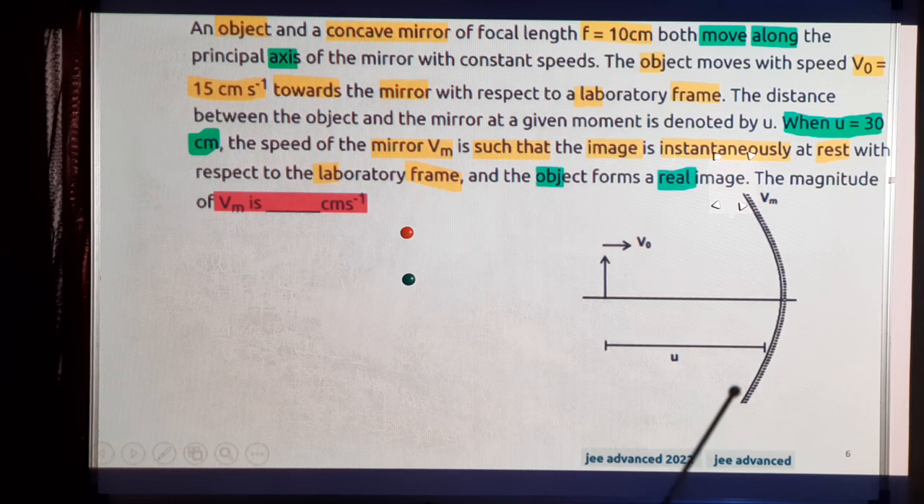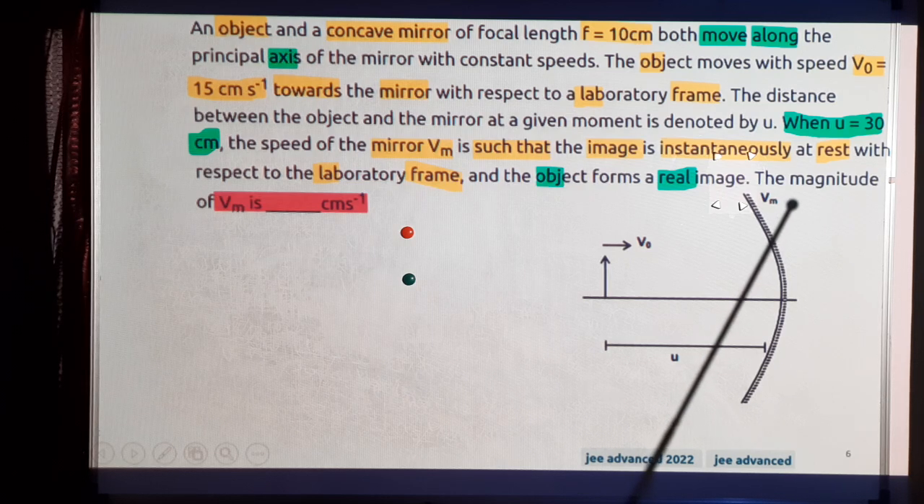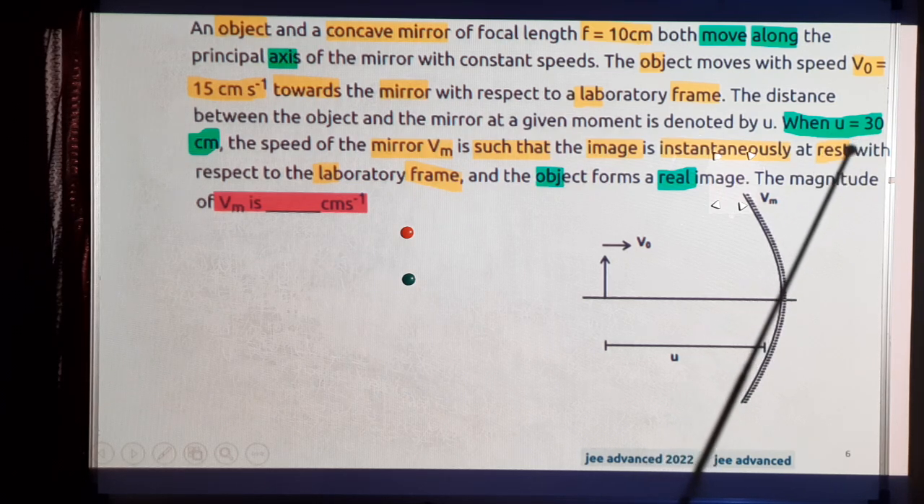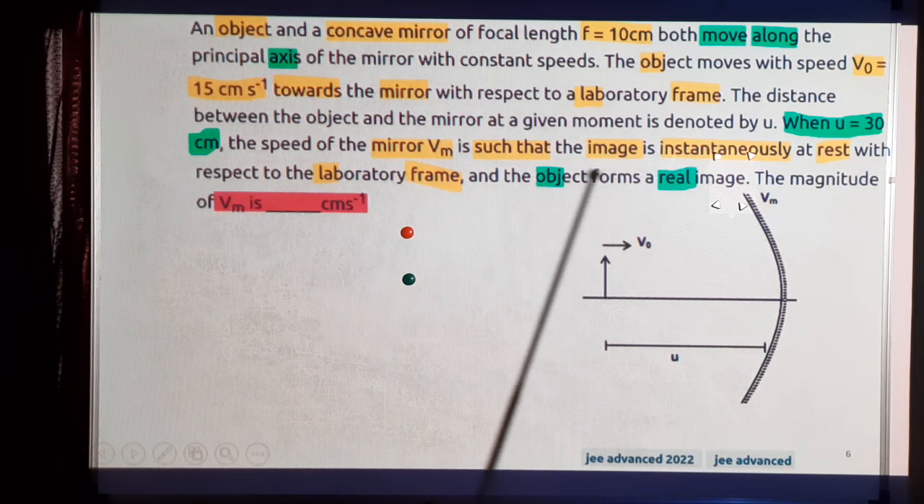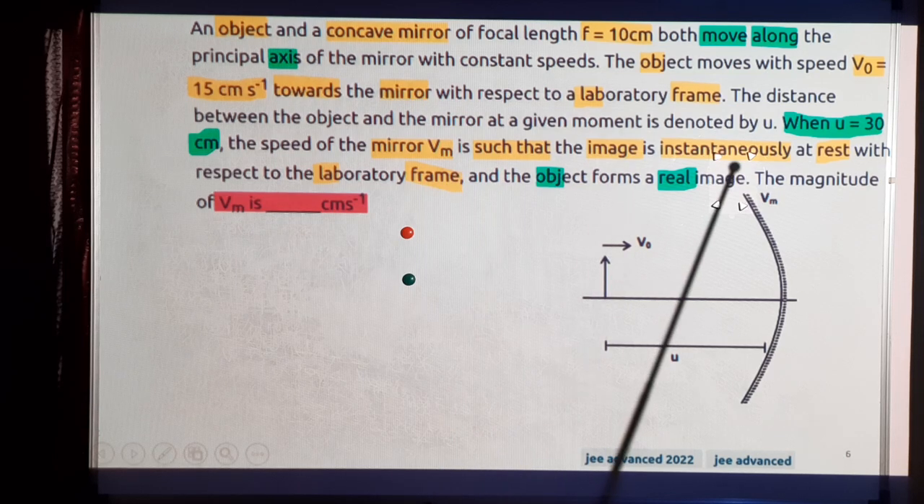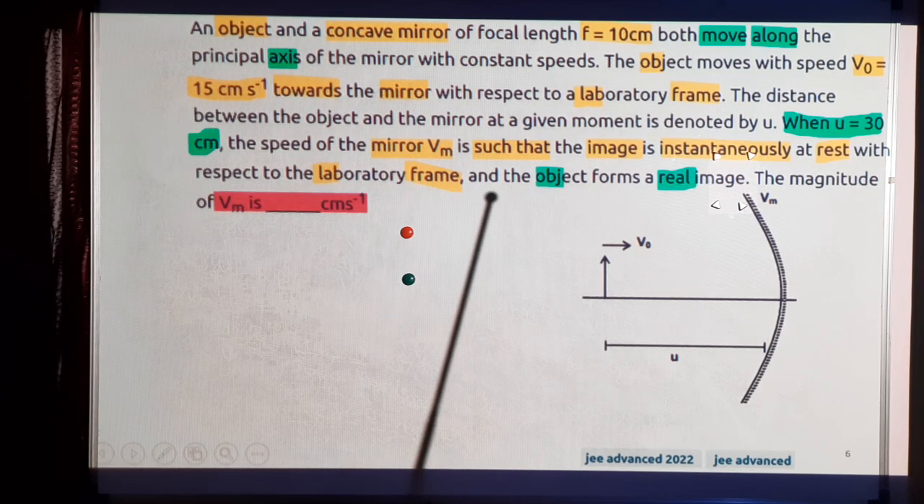So this is a concave mirror, with the object moving towards the mirror with speed v0, and the mirror has a speed Vm. And in one particular case, when u is 30, the image is instantly at rest with respect to the lab frame. So we have to find Vm.